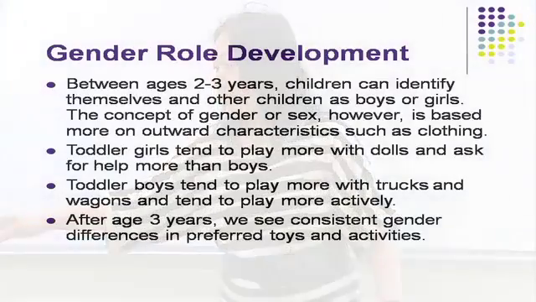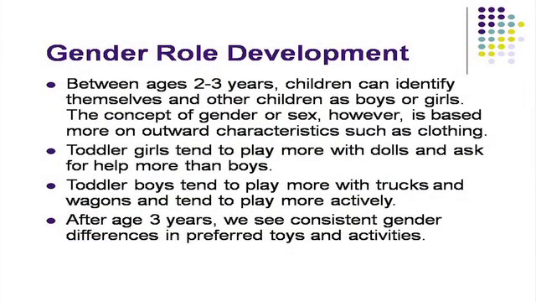Okay? Then gender role development. Between ages 2 to 3 years, children can identify themselves and other children as boys or girls. The concept of gender or sex, however, is based more on outward characteristics such as clothing, okay? So toddler girls tend to play more with dolls and ask for help more than boys. On the other hand, toddler boys tend to play more with trucks and wagons and tend to play more actively, okay? And after age 3 years, we see consistent gender differences in preferred toys and activities.